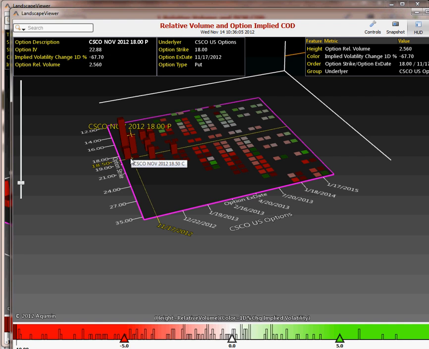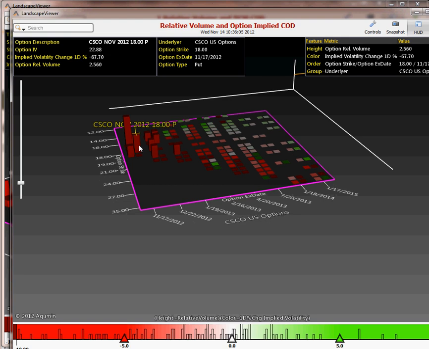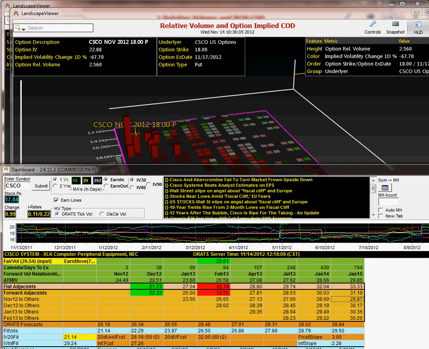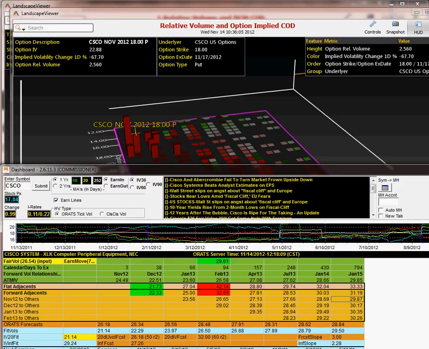You'll also see that the volatility is down pretty dramatically today. 67% is a dramatic move. That's why it's in dark green. And you might wonder, well, what's going on in Cisco? Then you might want to pull up some outside information, a news service, or we have the ORATS dashboard here that I can pull up for you to get a better look at what's going on in Cisco right now.